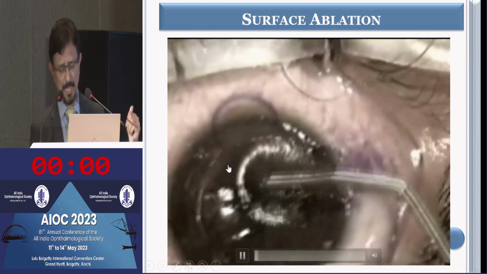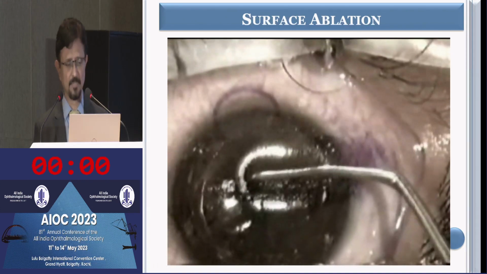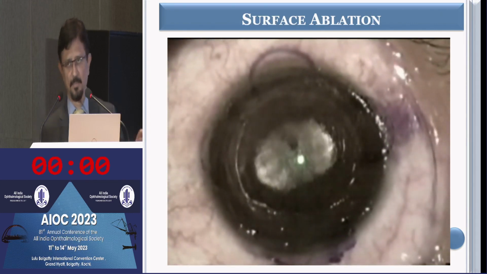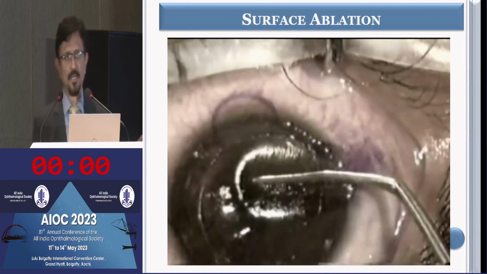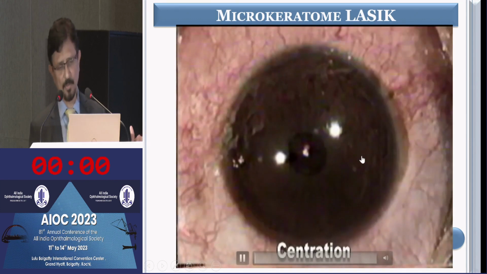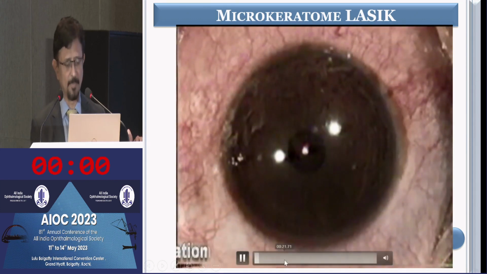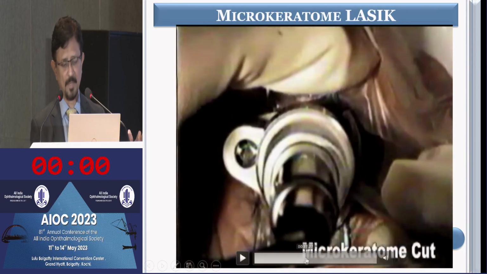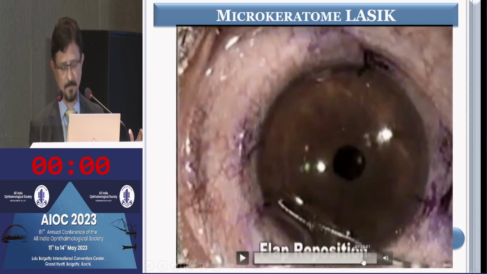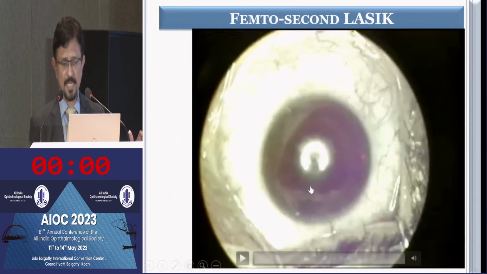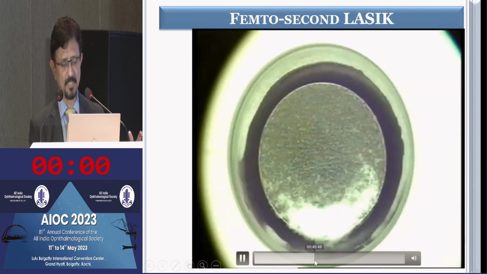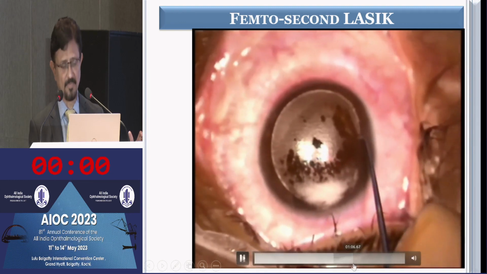We started long back with surface ablation, the first of the procedures, wherein the epithelium is debrided and then excimer laser is applied, and it results in a change in the shape of the cornea, and that is how it works. Then came microkeratome LASIK, when a flap was created with the help of a microkeratome, and once the flap was created, it was lifted, and the stroma is ablated, and that is it. Then came femtosecond LASIK, wherein the flap is created with the help of a femtosecond laser, and the rest of the procedure remains the same as microkeratome LASIK. Lift the flap and go ahead.